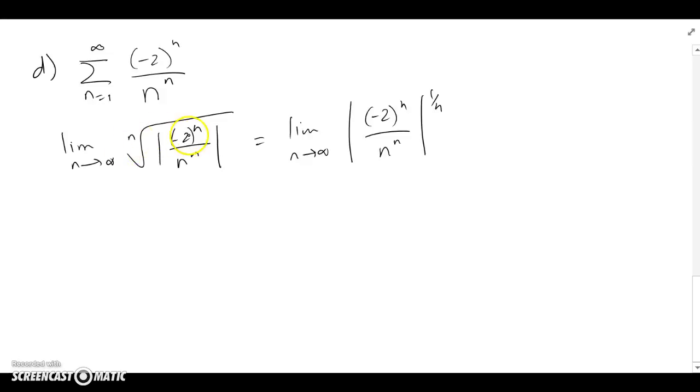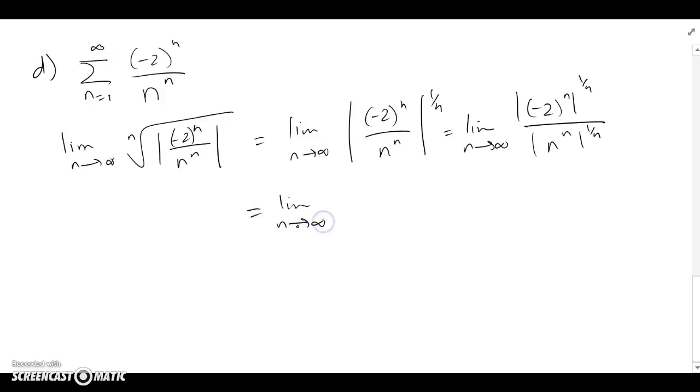So all I really have is the nth root of the numerator and the nth root of the denominator, and I can do that by looking at it as a rational exponent if I want to as well. So the numerator will be raised to 1/n, and the denominator will be raised to 1/n. So we'll end up with the limit as n goes to infinity of n to the 1/n just goes to 1, an absolute value of -2 is just 2.